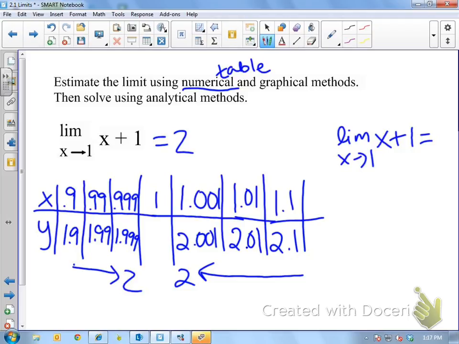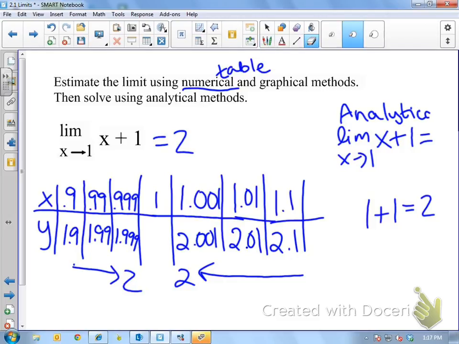If I take my limit and I just substitute x with 1, I get my value of 2. So this is what we call the analytic or algebraic method. And basically, all you do is plug it in. So if we're using the analytic method, plug it in.